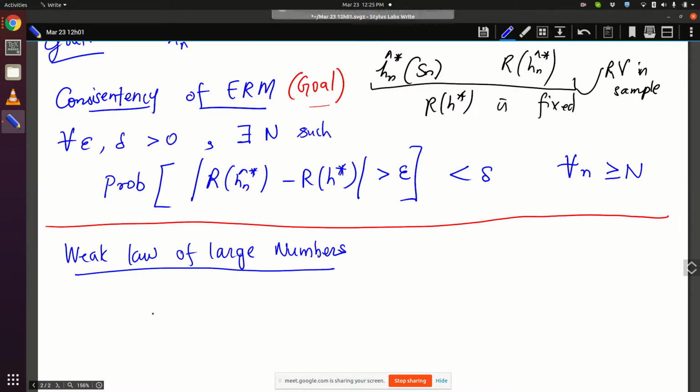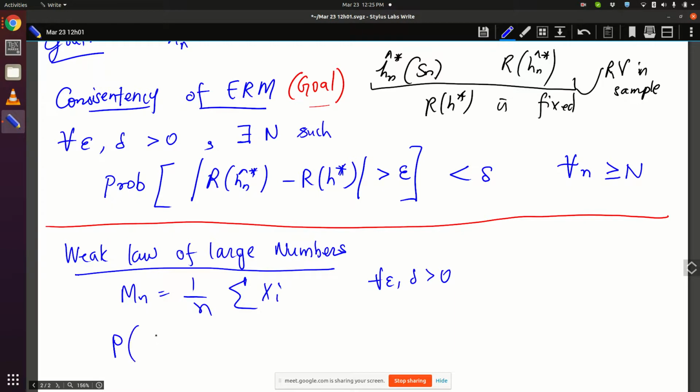Sir, it is the probability of the sample mean approaching the actual mean, like we did in the convergence in probability proof for the estimator. Yes. So basically you have Mn, which is 1 over n times the sum of the xi. What we are saying is that for all epsilon, delta greater than 0, the probability that Mn minus the true mean mu is greater than epsilon is less than delta, for all n greater than some n. This is what the weak law says.